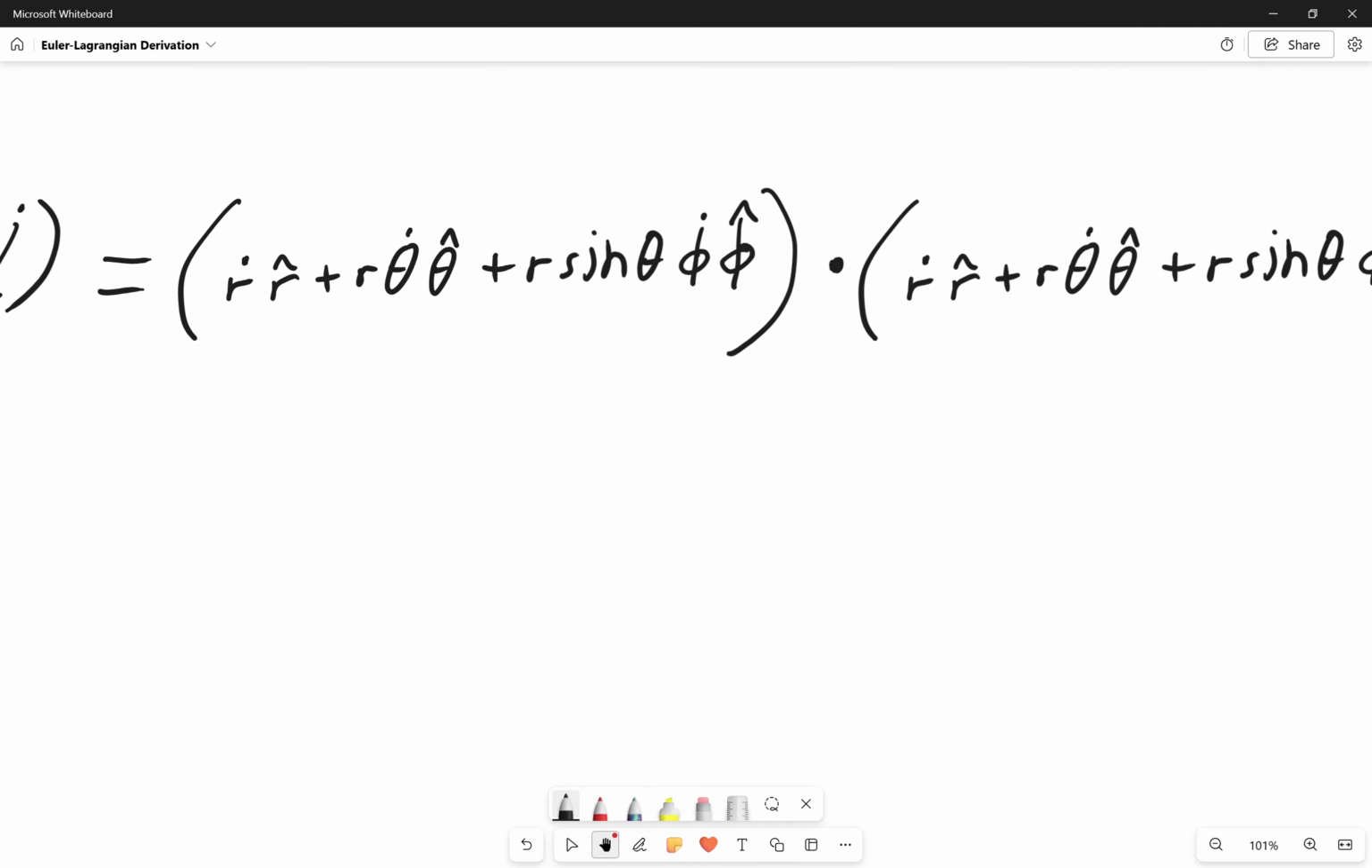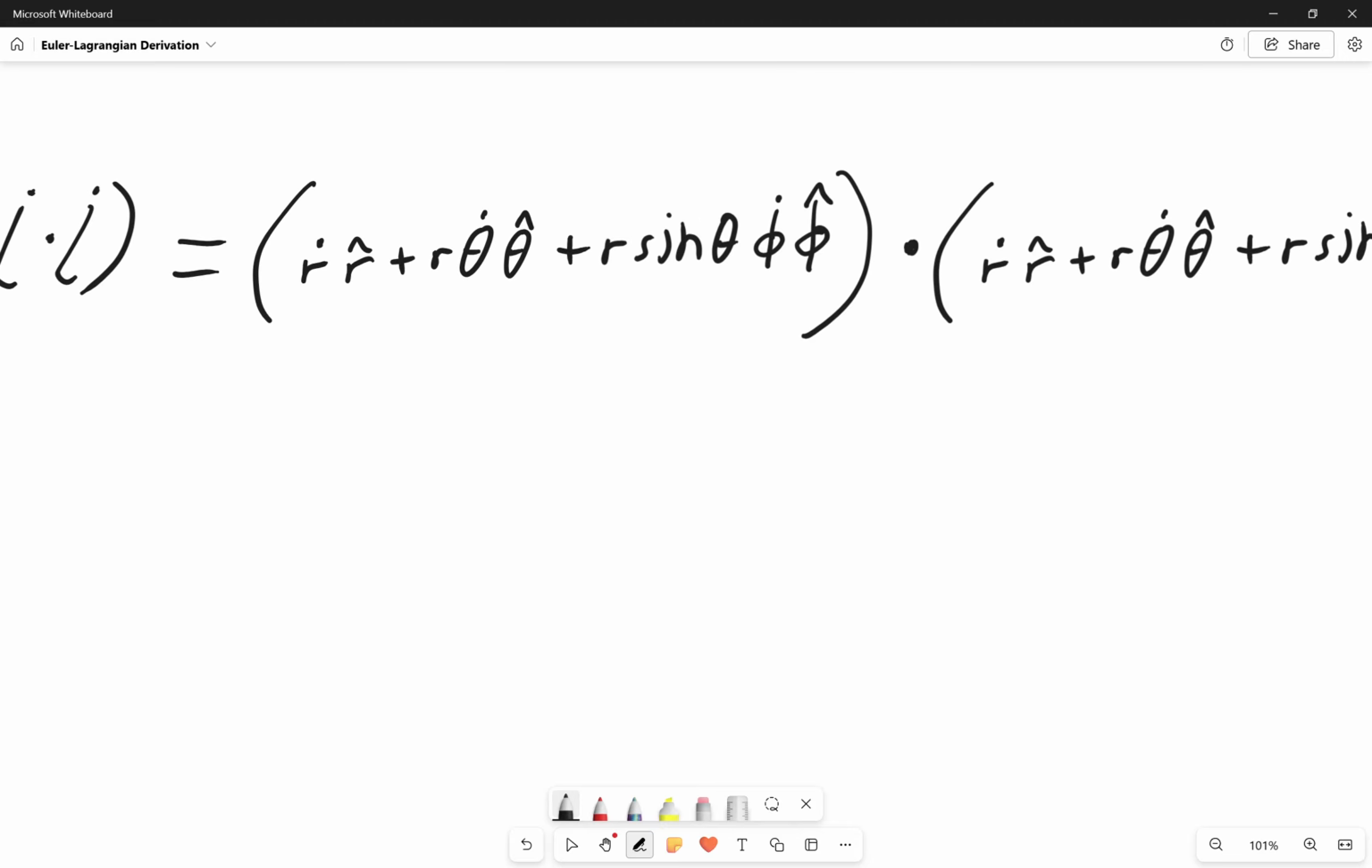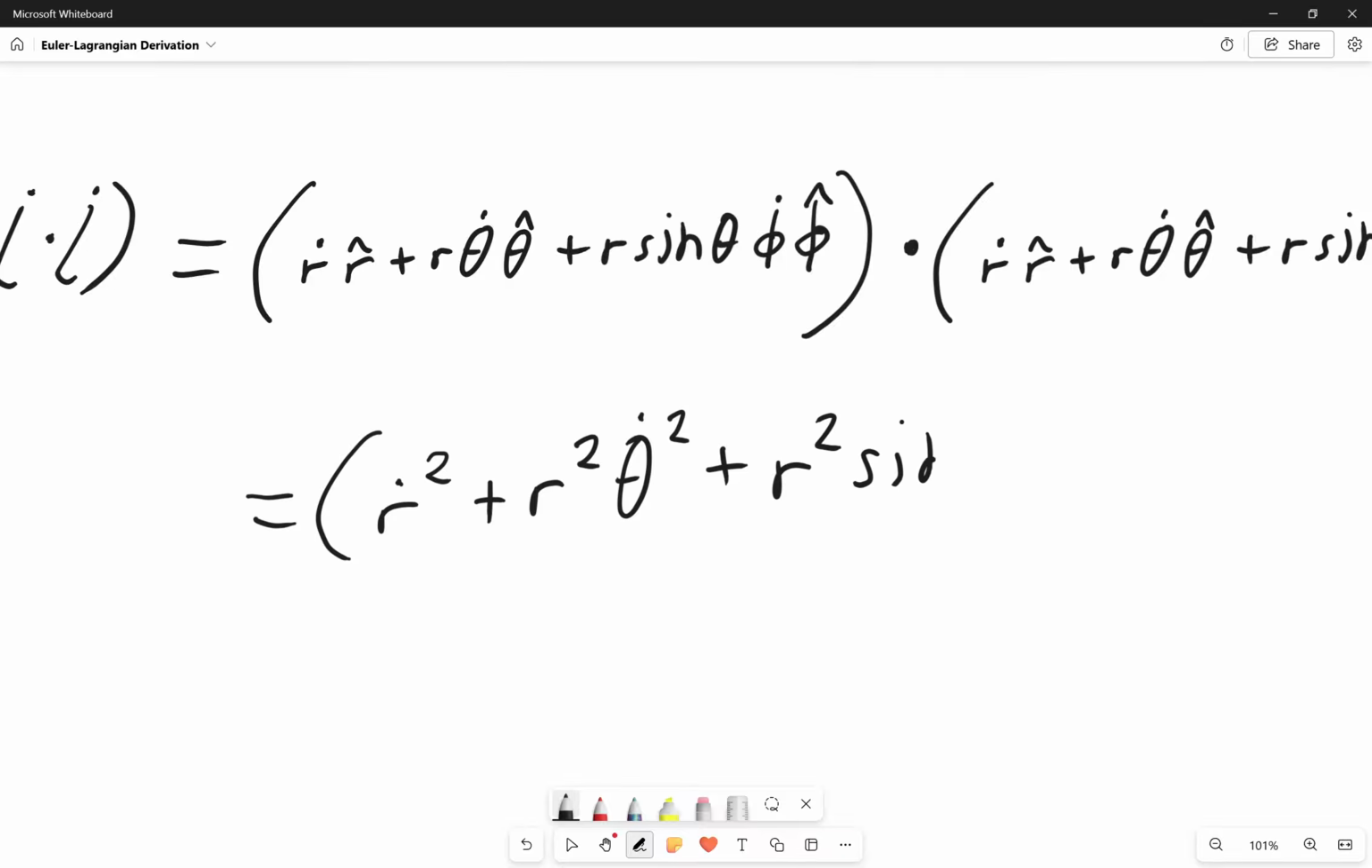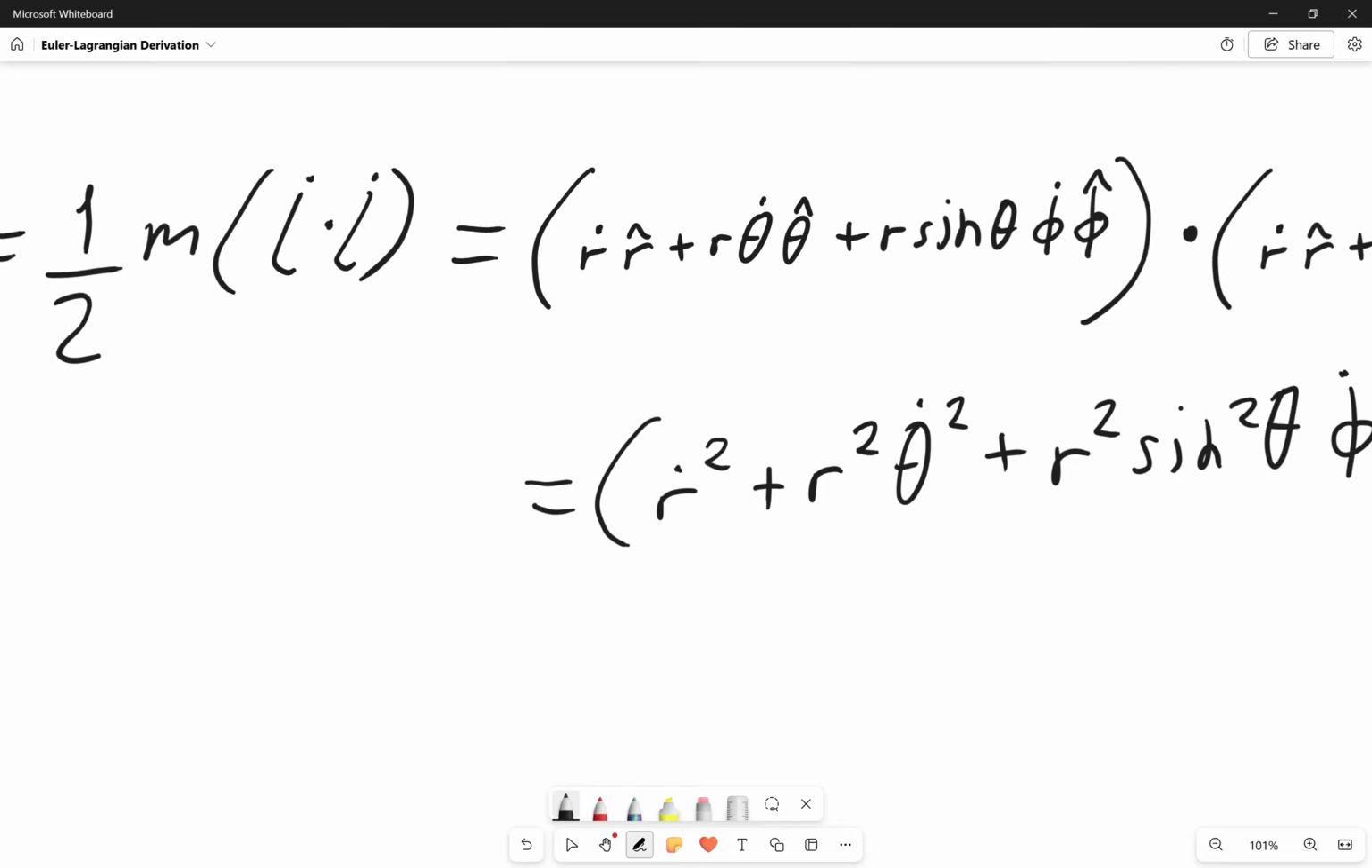Now, since I'm taking the dot product of this vector with itself, it should render this solution: r dot squared plus r squared theta dot squared plus r squared sine of theta squared phi dot squared. And I'm forgetting half times m.